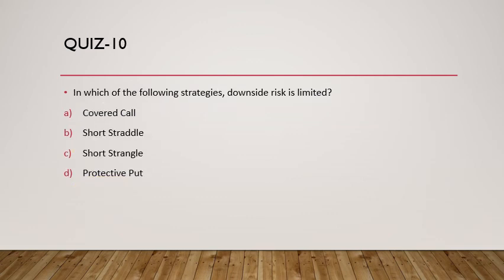The 10th question is, in which of the following strategies is the downside risk limited? When you buy a covered call, you can make a huge amount of loss as the market falls. Short straddle and short strangle, as the name suggests, are about selling the options. So here also your loss would be unlimited. Protective put is a strategy which limits your loss. So these were the 10 questions that I have discussed in this video quickly.